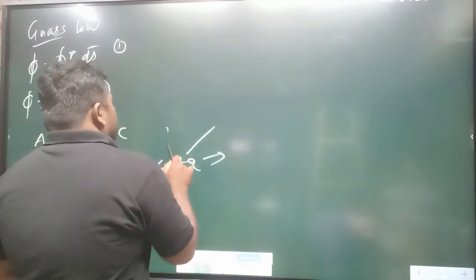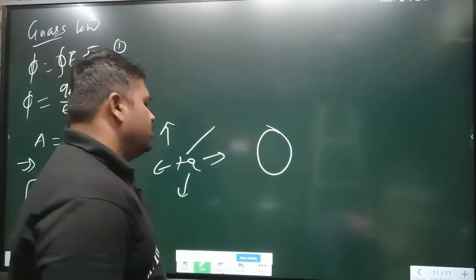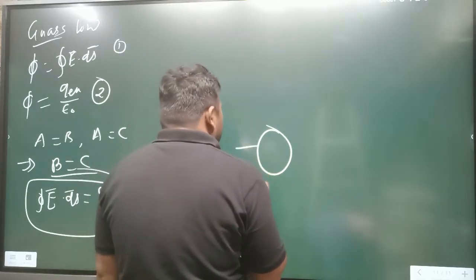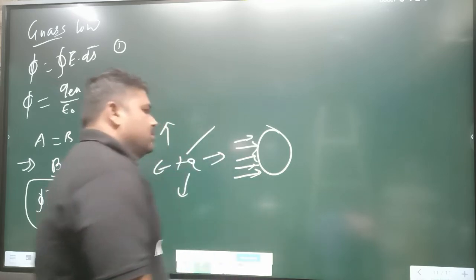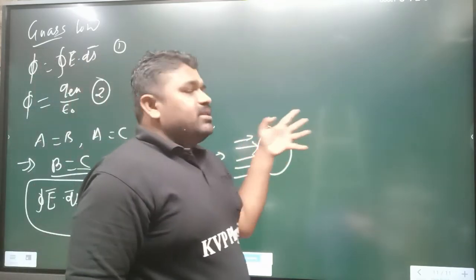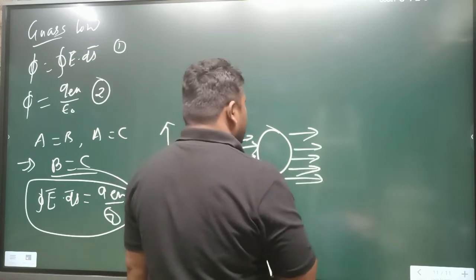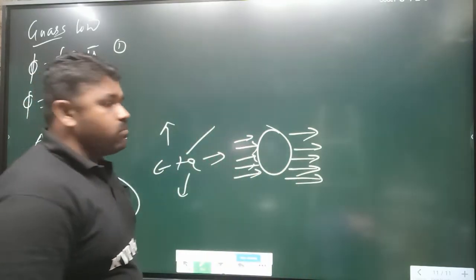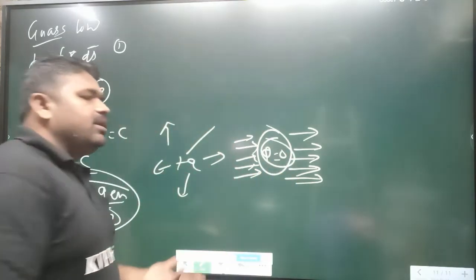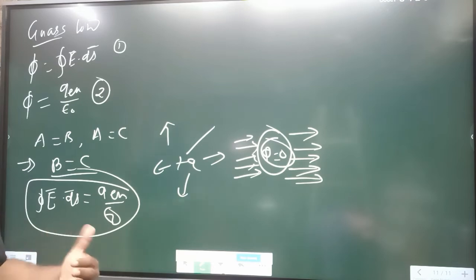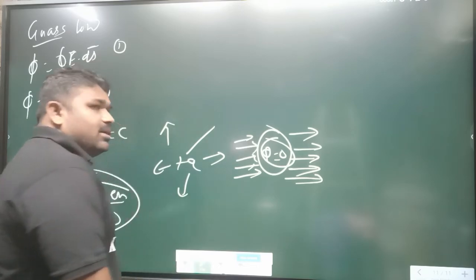Yes or no? But we consider this one is a region, and we need to find out how much flux is passing through this one. What happened here? Suppose 5 flux is incident on this, the same 5 flux passes out through this area. Yes or no? Outside. What is the net flux here? Phi is equal to how much? 0. Why is phi equal to 0? Because here incoming flux is equal to outgoing flux, when the charge is not enclosed.